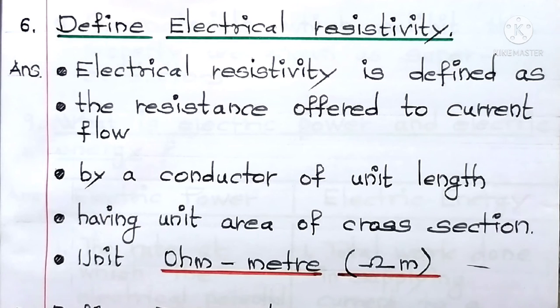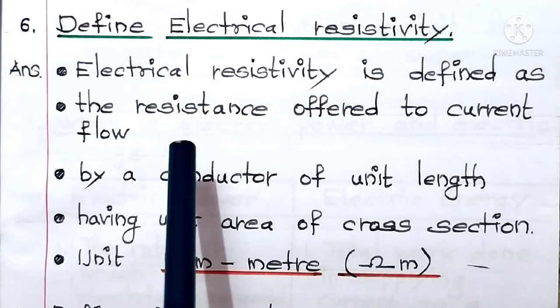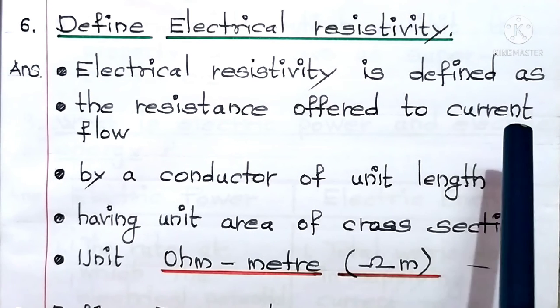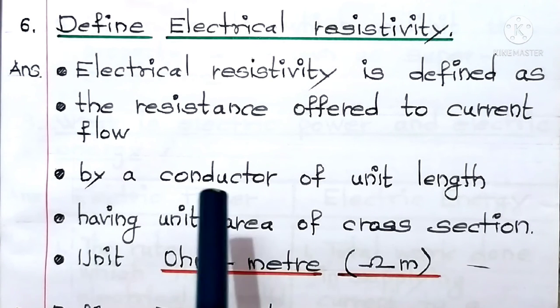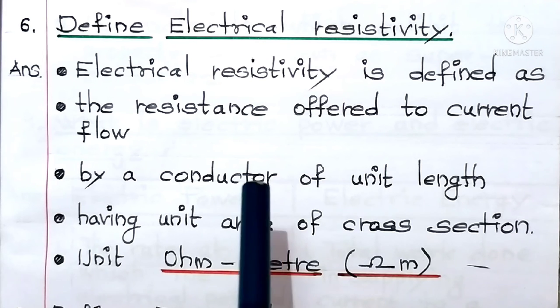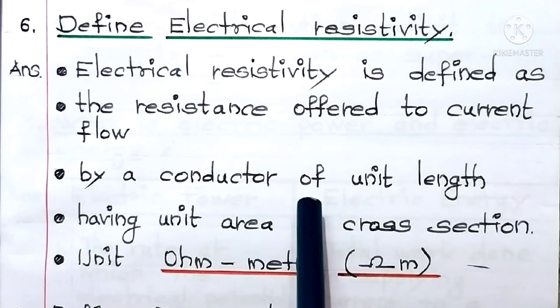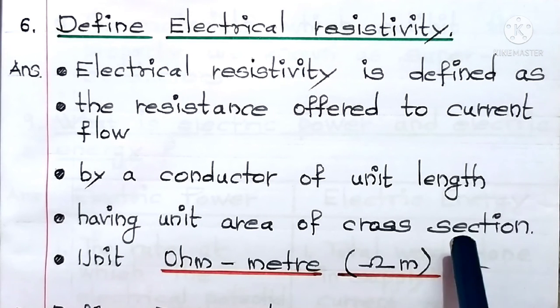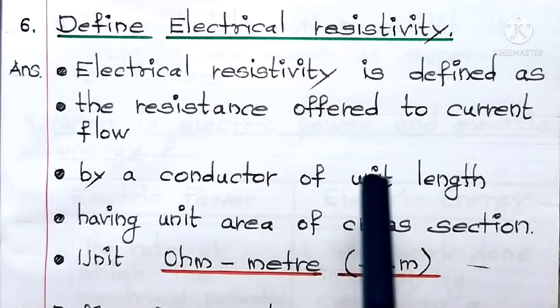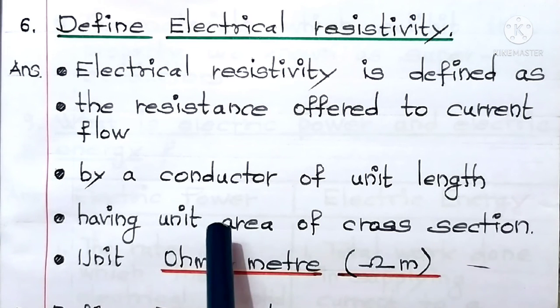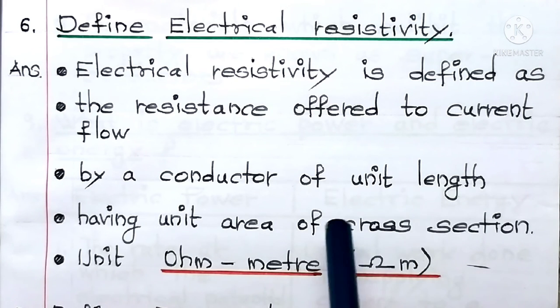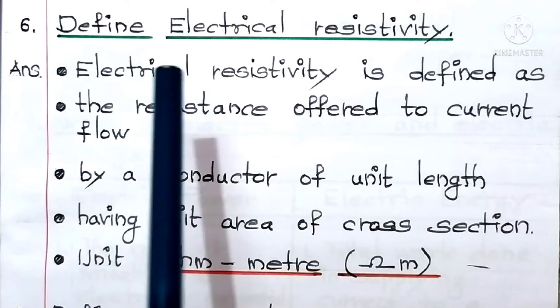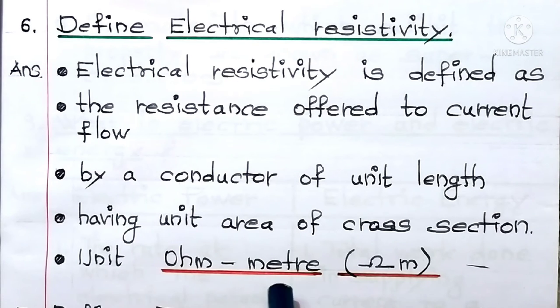The symbol is omega meter. It means that a resistance is offered to current flow by what? By a conductor. What about its parameters? The conductor has unit length and also it has unit area of cross section. So the resistance offered to current flow by such a conductor of unit length and unit area of cross section is known as electrical resistivity. And the unit we have already seen, ohm meter, that is omega meter.